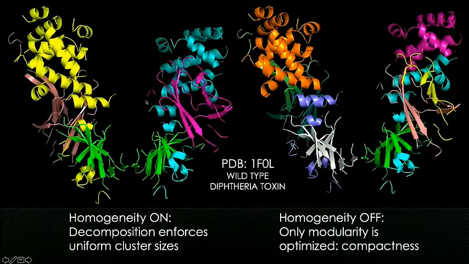This is an example of a structure, 1F0L, and you can see what happens if we ask the program to create clusters. I forgot to mention that here each color represents a different cluster. If we switch the homogeneity on, so if we want to decompose enforcing uniform cluster sizes, then we end up with one kind of classification. But if we switch off this option, then we end up with smaller but a higher number of clusters. So what is the best classification? Well, it depends on the problem. The good thing is that with this GUI and this program, you can see in real time what the results are, and you can try one model or another in Phaser and see what works best.